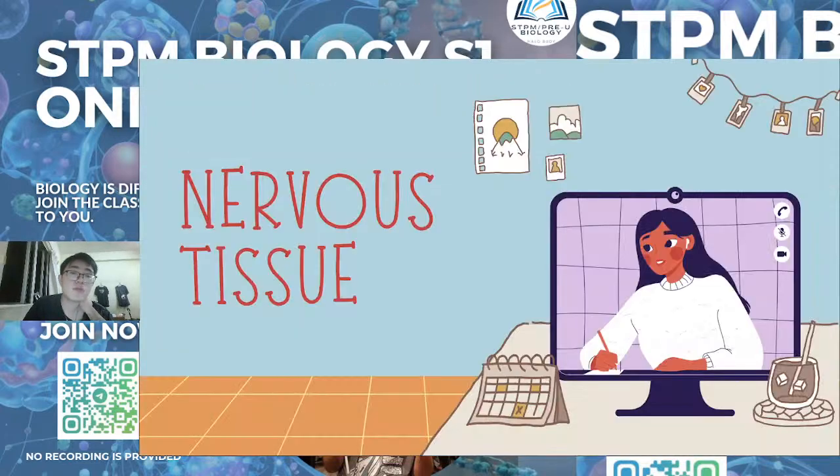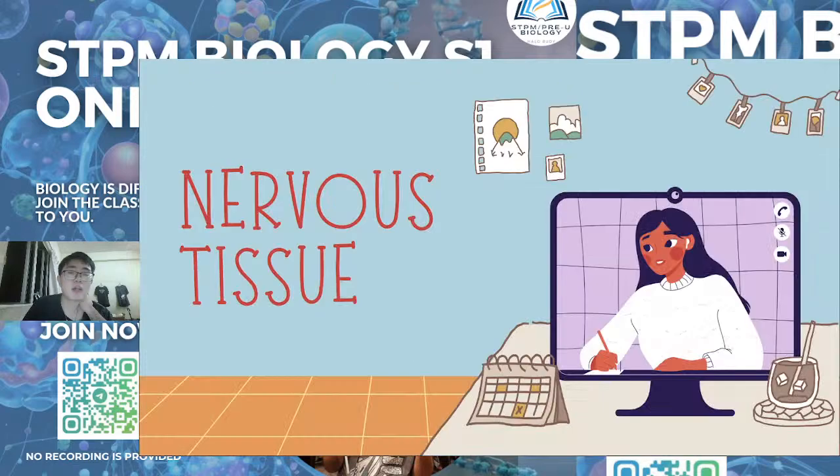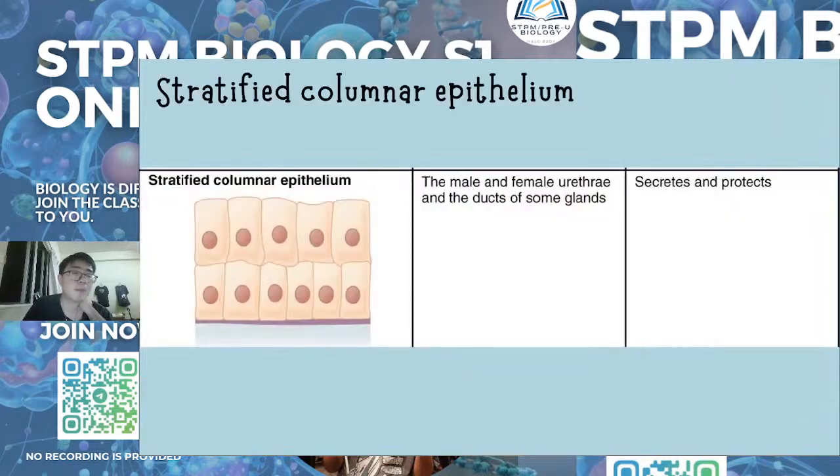Okay, and then this one is about stratified columnar. The columnar structure is also the same as the simple columnar, just with multiple layers. Normally it is found in the male and female urethra and the duct of the salivary gland. So our urethra contains this tissue, and normally the function is secretion and protection. Okay, so that's all for the epithelium tissue.